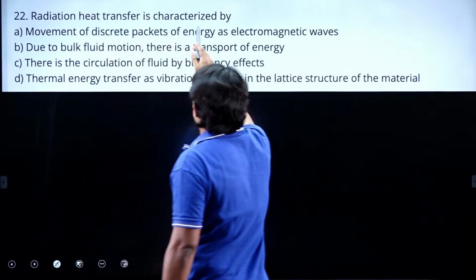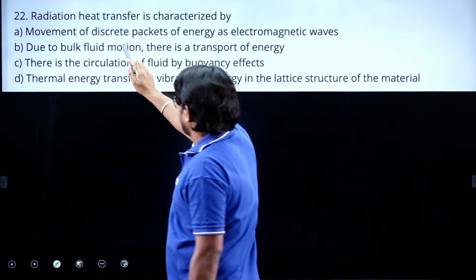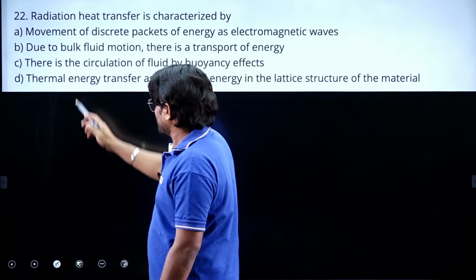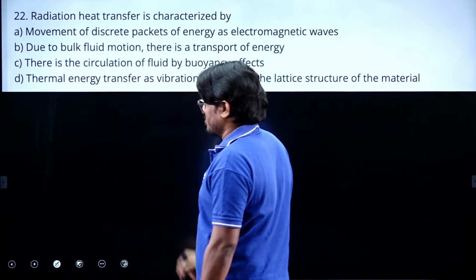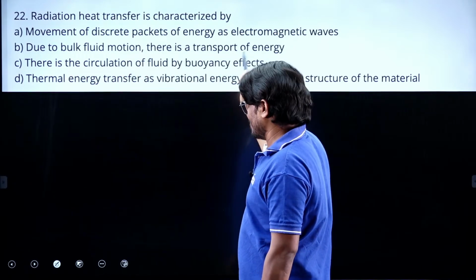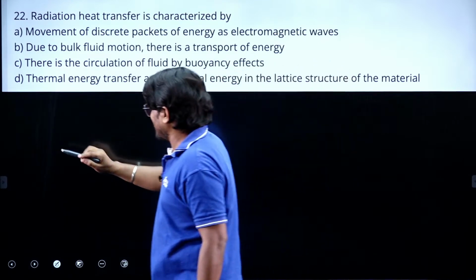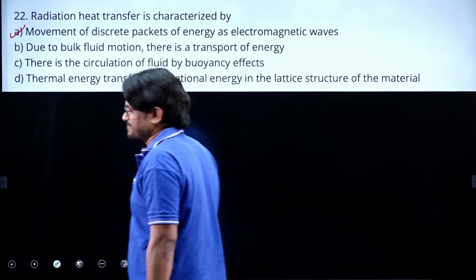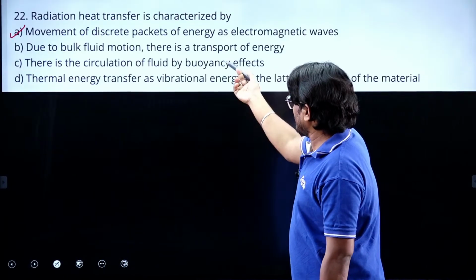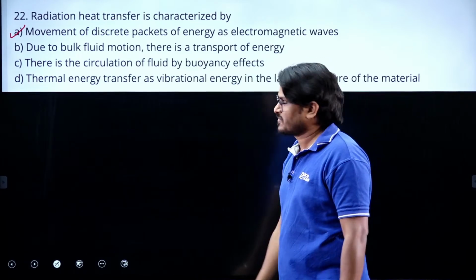Radiation heat transfer is characterized by, what do you mean by radiation? Movement of discrete packets of energy as electromagnetic wave. Very good, correct. Due to bulk motion of fluid? No. Radiation doesn't require medium. There is a circulation of fluid by buoyancy? No. Thermal energy transfer, vibration energy lattice? No. So go for electromagnetic wave. So you can go for option A, right? Option A. Radiation is all because of energy as an electromagnetic wave.